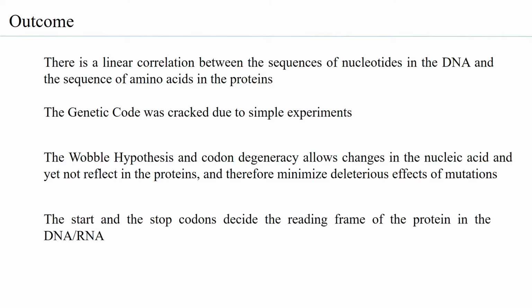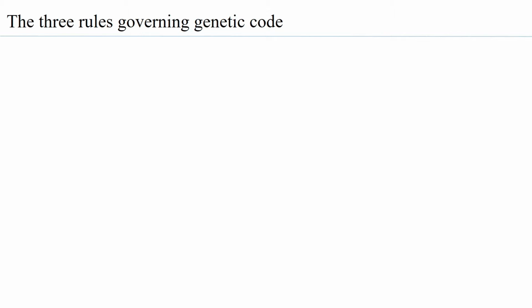Also interesting is the fact that the start and the stop codons decide the reading frame of the protein in the DNA. So let us look at the different features of the genetic code. There are three rules that govern the genetic code. Rule 1 is that the genetic code is read from 5' to 3'.